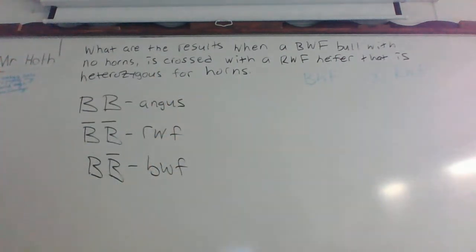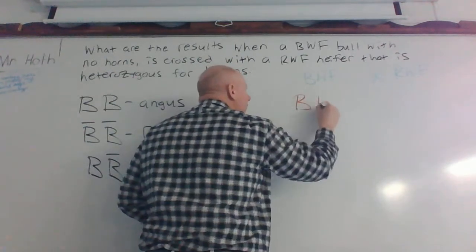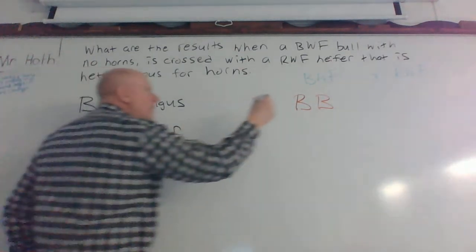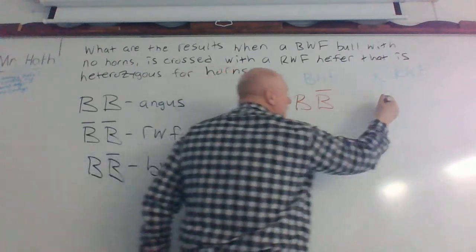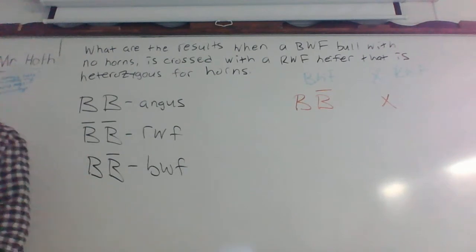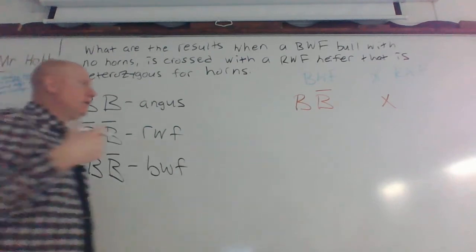What are your alleles then for a black, white face? Look at our key. Yeah, they're going to be both capital B's, but over top of them you need what? Yeah, you need a line over one of them, because that's what our key says, okay? And then what is the genetic makeup for a red white face? Yes, it's capital B's, but what's true about that though? Yeah, they both have lines over the top. Okay.